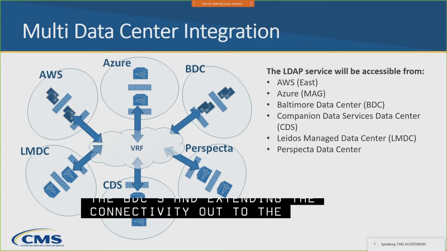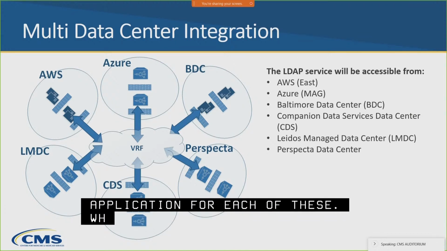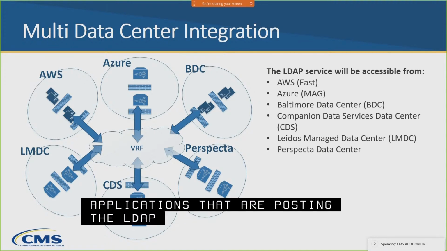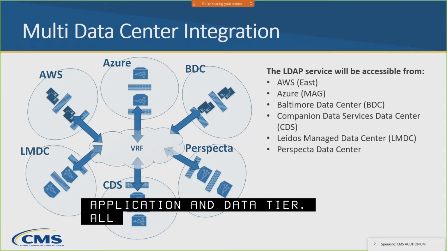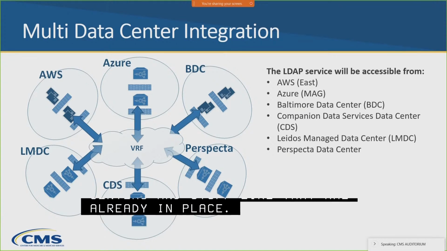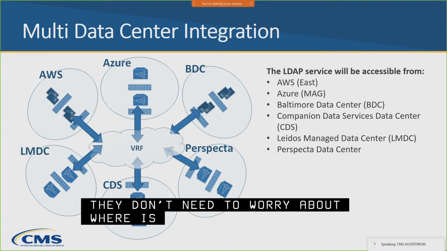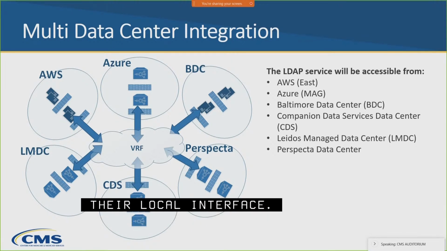So what we have now is a load balancer for all the applications that aren't hosting the LDAP service in both the application and data tier. And all the firewall ports, routes between the data centers and things like that are already in place. So when we migrate these applications, they don't need to worry about where the directory service is hosted. They just need to worry about their local interface, which is going to be the local load balancer and the hosting data center.